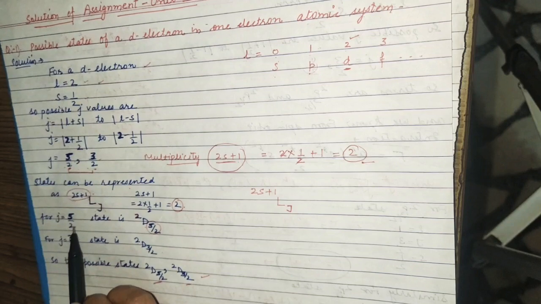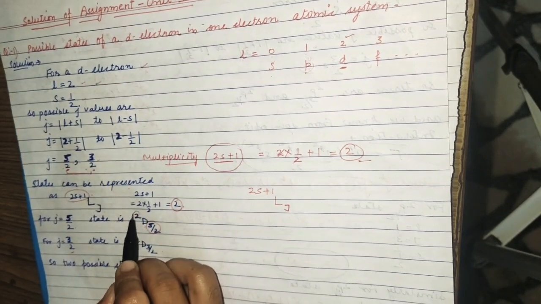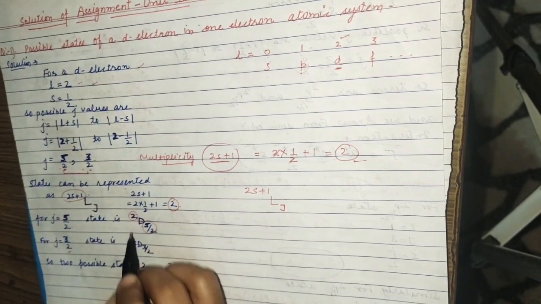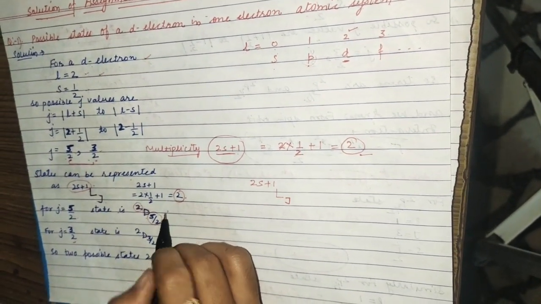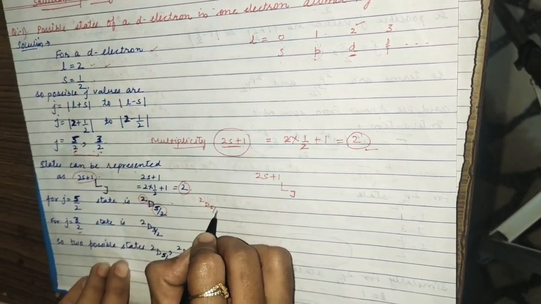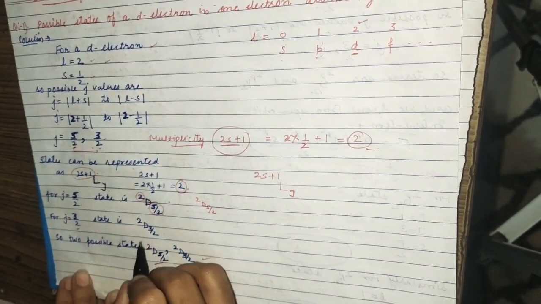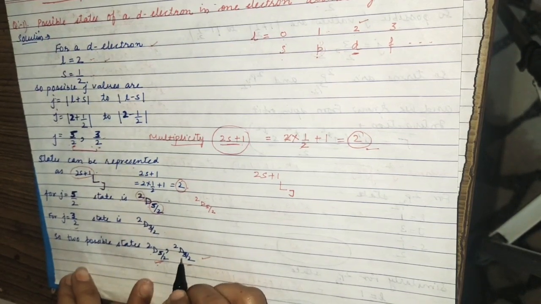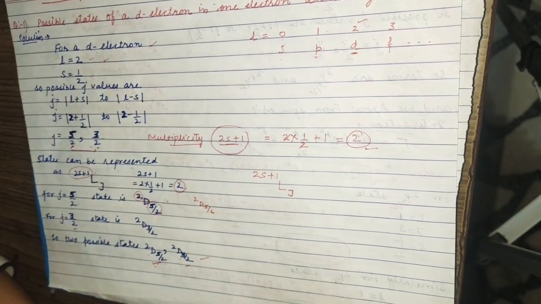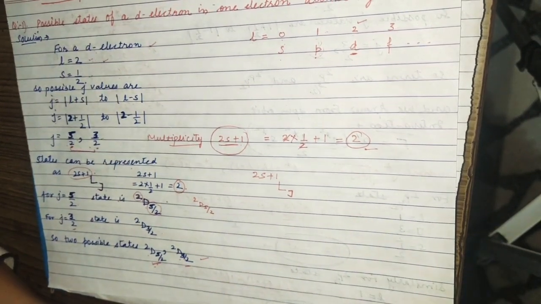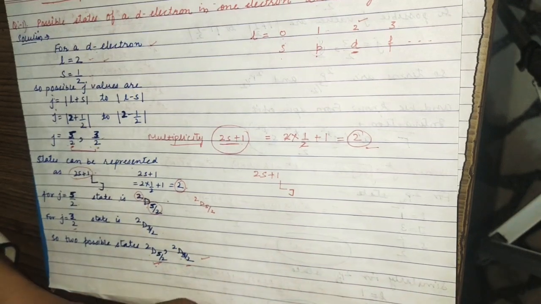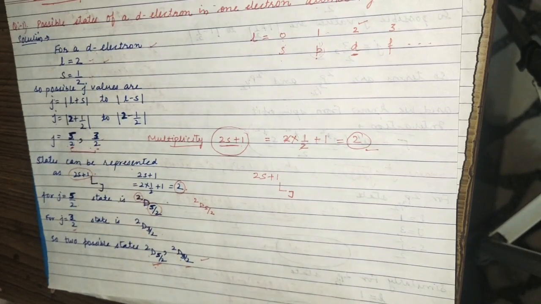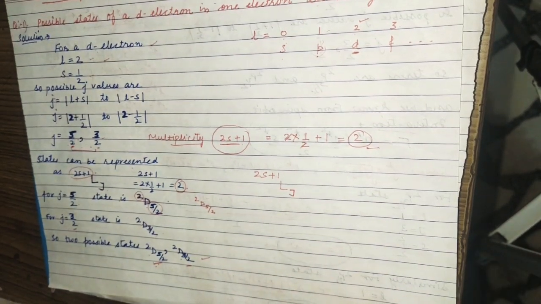So, for J equal to 5/2, the multiplicity is again 2. Then we have a D electron, so it will represent a D state, and the J value is 5/2, so the state will be 2D 5/2. And again for J equal to 3/2, the state will be 2D 3/2. So the two possible states are 2D 5/2 and 2D 3/2. In this way you can calculate the total number of possible states for any electron. It can be in S state, or in P orbit, or in F orbit. This is very simple, and very important from the examination point of view also.